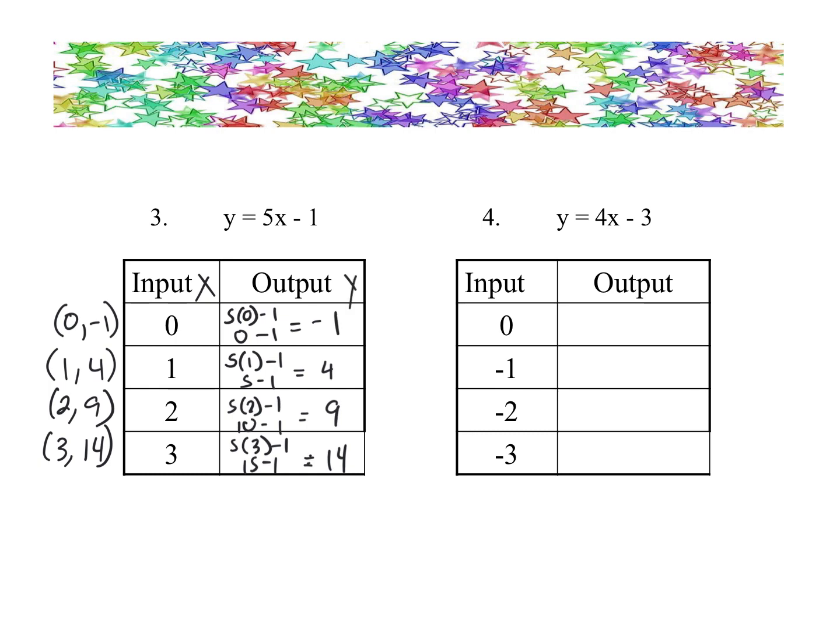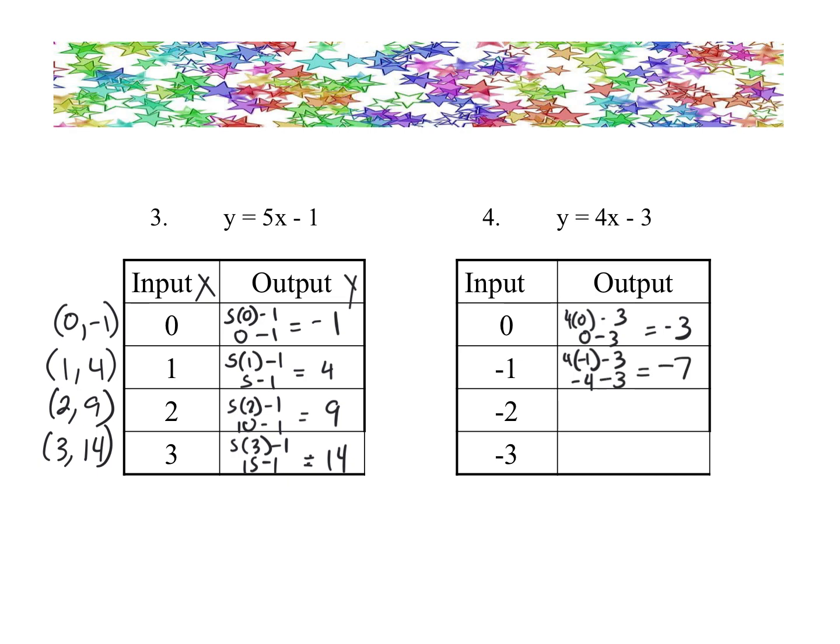So when we do the same thing for example 4, we're going to get 4 times 0 minus 3. So we're going to get 0 minus 3, which is going to equal negative 3. Then we have input negative 1. 4 times negative 1 minus 3. We're going to multiply it, so we're going to get negative 4 minus 3.